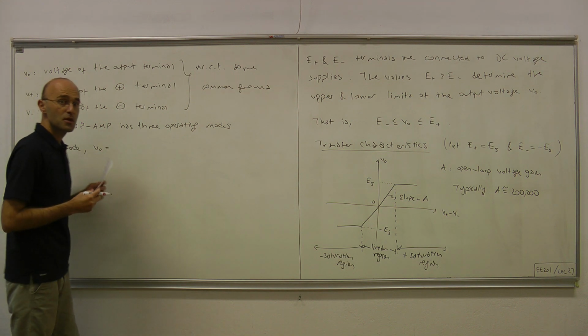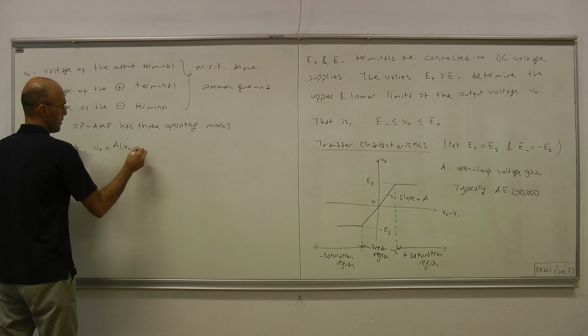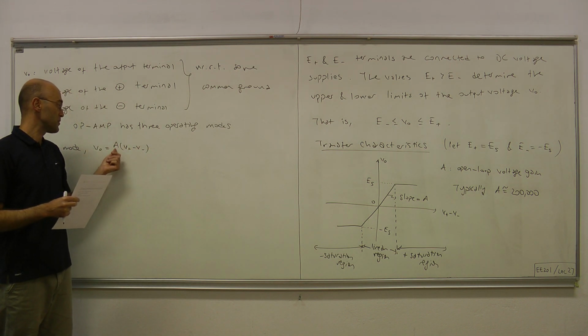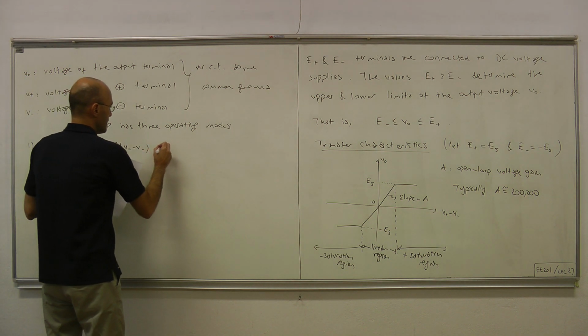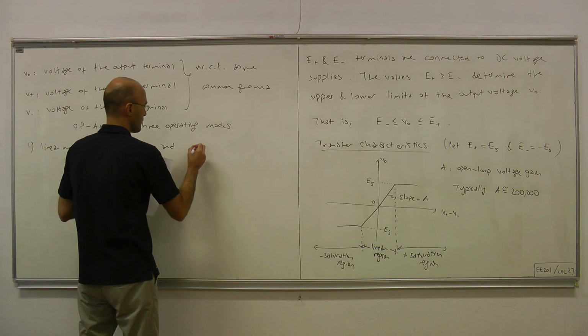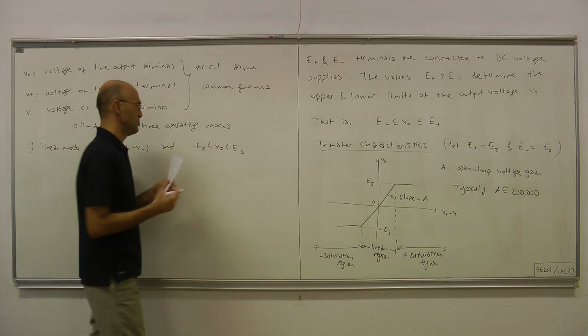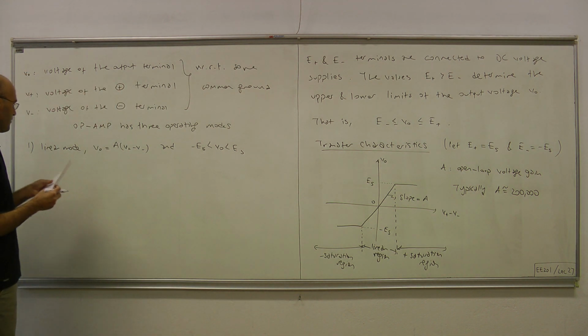where V out equals the difference between V plus and V minus times the gain. Okay. And the output is between negative saturation voltage and positive saturation voltage.